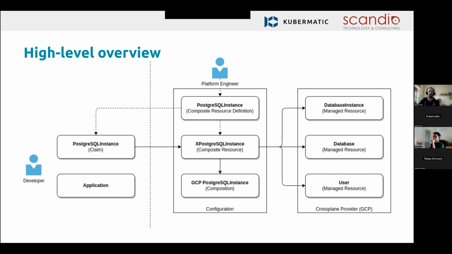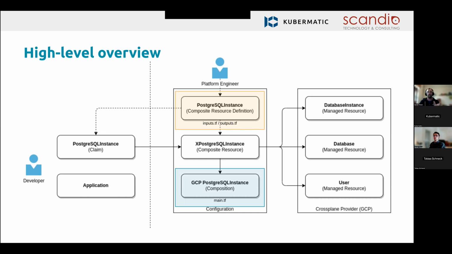So if we want to draw an analogy to Terraform here, once more, you could think of the composite resource definition as your input and output variables that you define in the Terraform module. And the composition is very similar to your main Terraform configuration file where you define all the resources that you want to create.